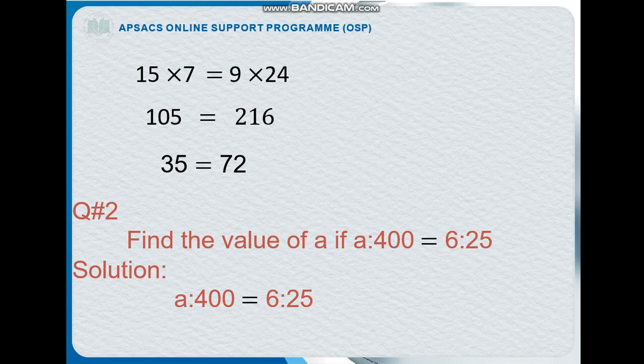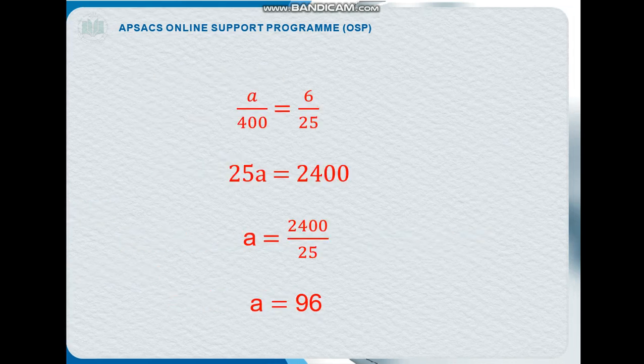Question number 2. Find the value of A if A ratio 400 is equal to 6 ratio 25. Solution. A by 400 is equal to 6 by 25. After cross multiplication, we have 25A is equal to 2400. A is equal to 2400 by 25. Now, after simplifying, we have A is equal to 96.